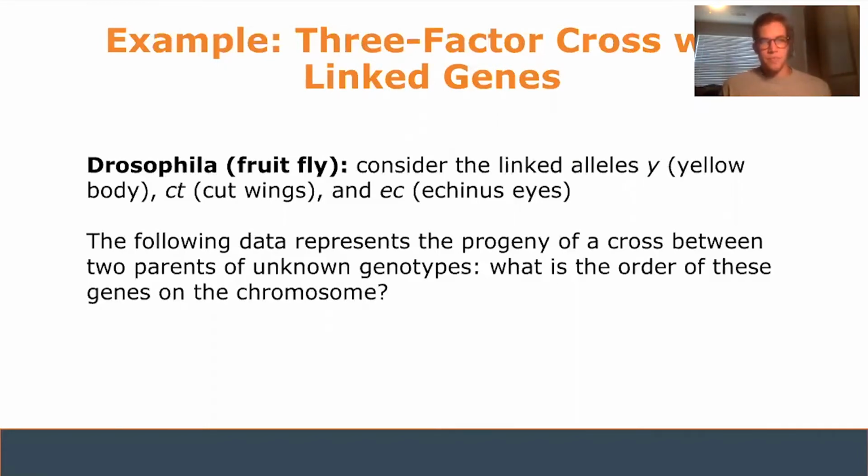So consider the linked alleles Y for yellow body, CT for cut wings, and EC for echinus eyes, in Drosophila, the fruit fly. So the following data represents the progeny of a cross between 2 parents of unknown genotypes. What is the order of the genes on the chromosome? So like I said, the first part of these next two videos is determining gene order.